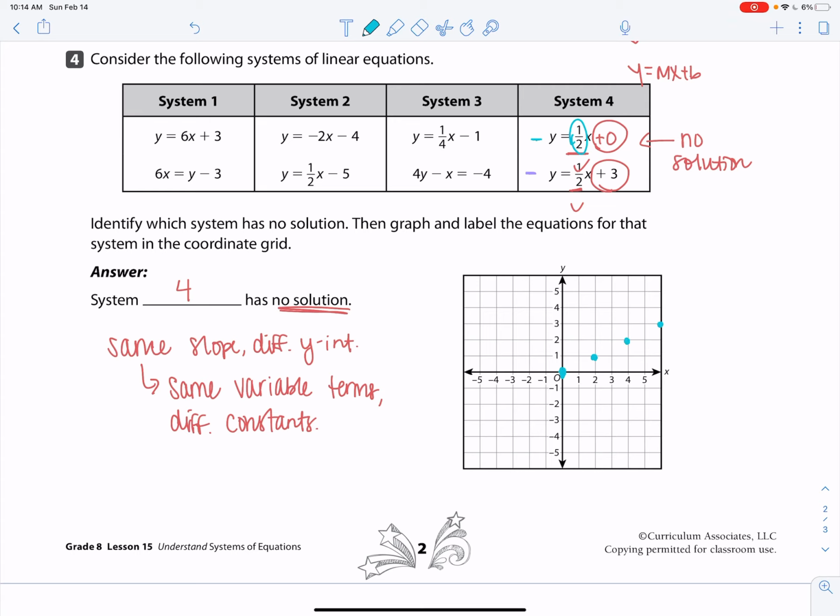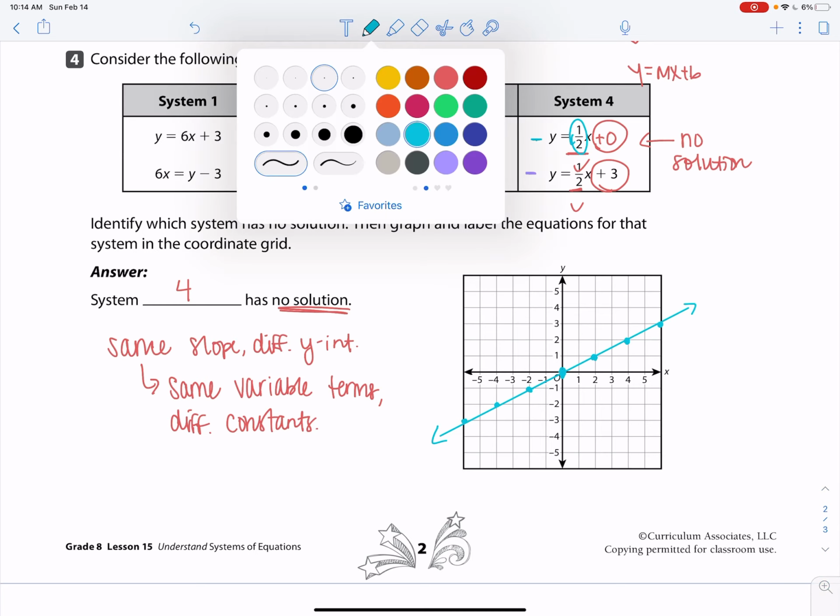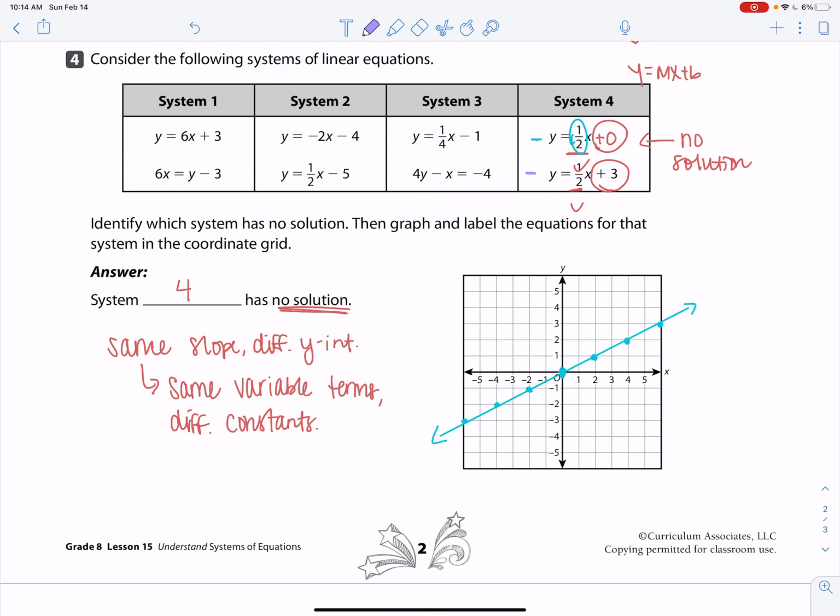I can do the same on the opposite side from our starting point. I can go down 1 and over 2 still. Down 1, over 2, and down 1, over 2. And then I connect my points. Then I'm going to do the same thing with my next equation.